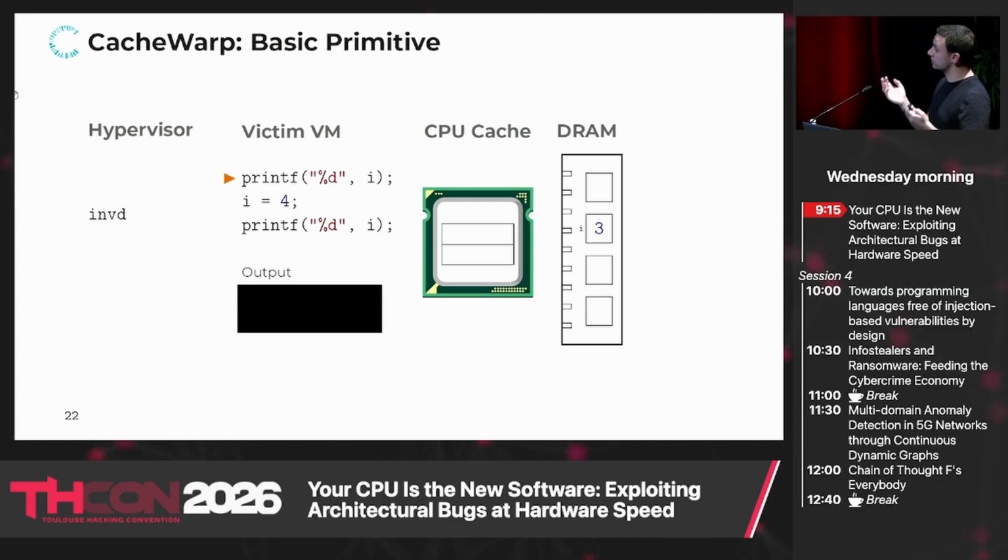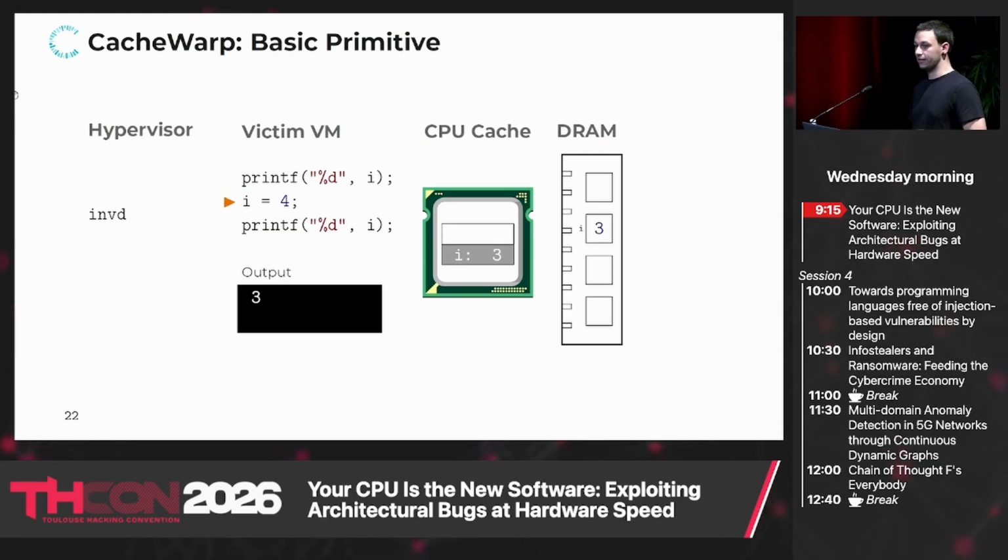And this victim VM does something very simple. It just prints a value, changes that, and then prints it again. So we see here what happens. The first time the victim VM tries to print that value, it's fetched from main memory, from the DRAM. A copy will be kept in the cache, and then it's printed to the output. And we get this value 3.